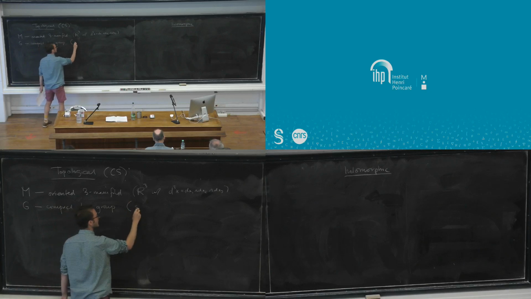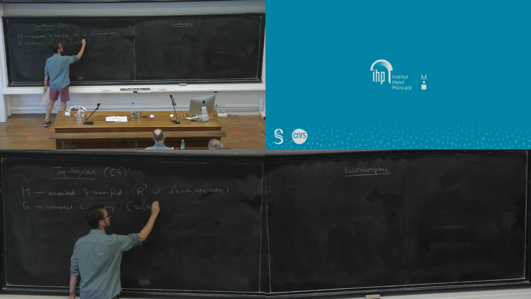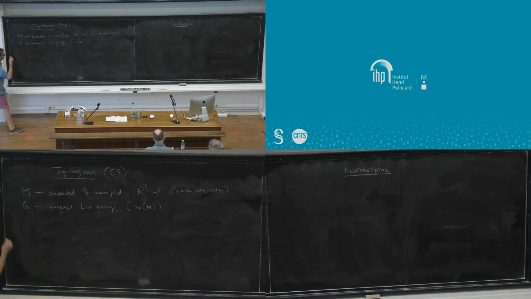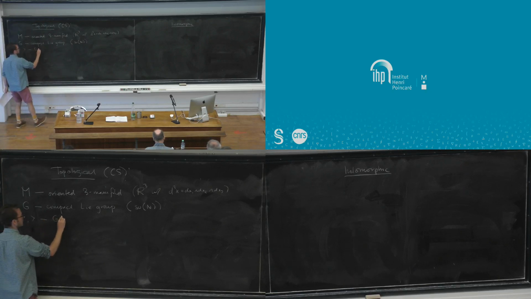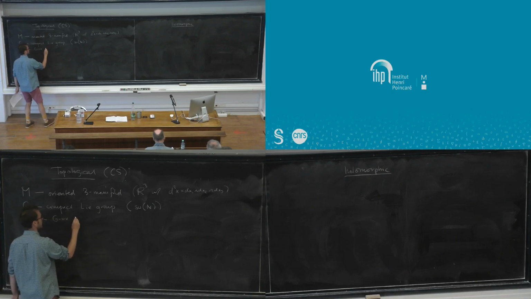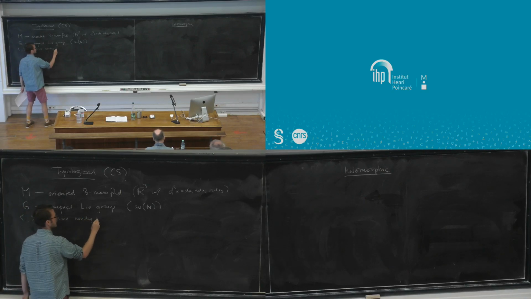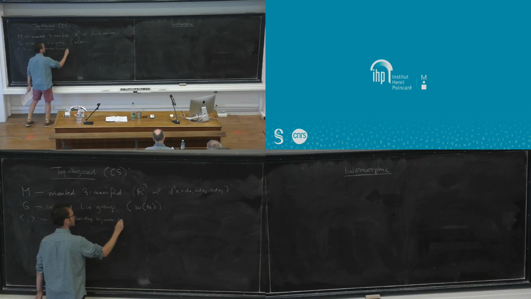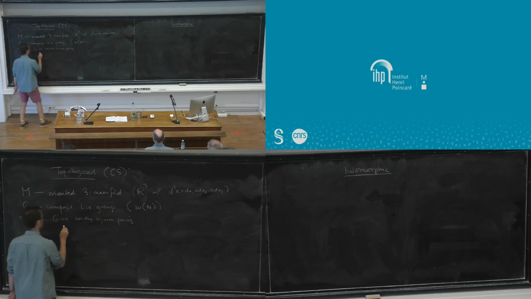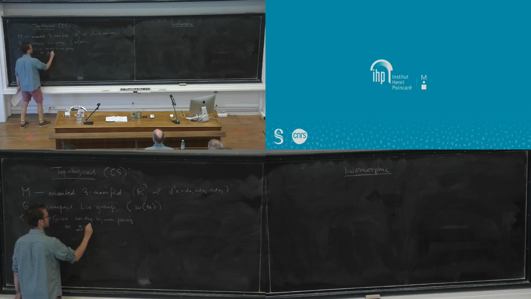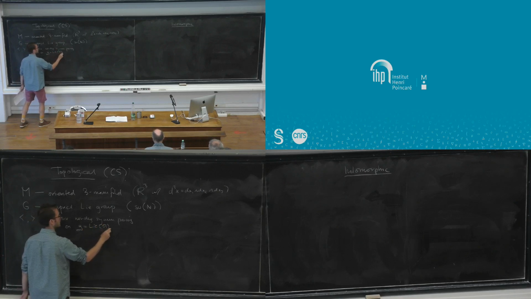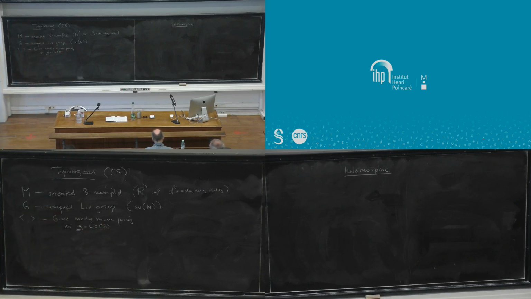A good example to think of might be something like SU(N). And you need a G-invariant, non-degenerate, symmetric pairing on the Lie algebra of G. So think about the Killing form, say. So this is the data you use to specify Chern-Simons.